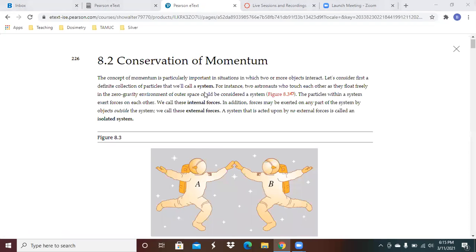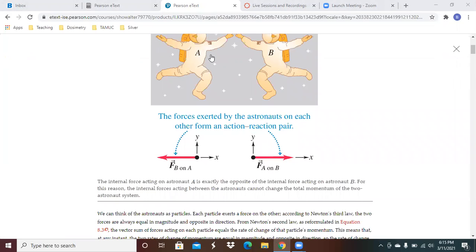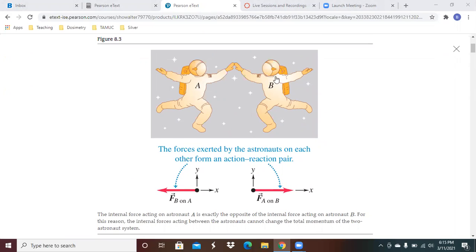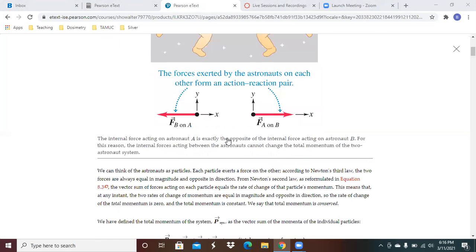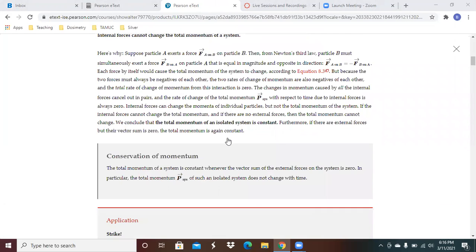So we've already gone over systems, internal forces, external forces, and what an isolated system means. The forces exerted by these two astronauts on each other form an action-reaction pair. So the force of B pushing on A is going to be equal and opposite to the force of A pushing on B. Again, the total momentum of an isolated system is going to remain constant.